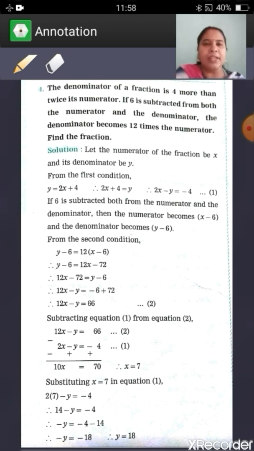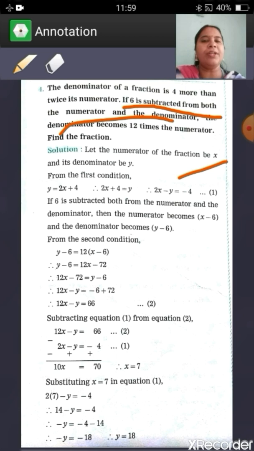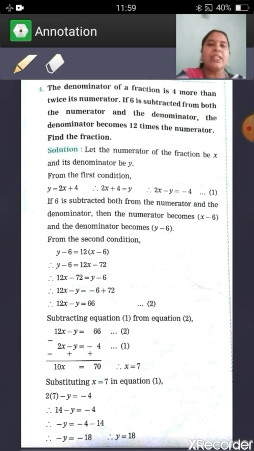Now reading the next part of the question. If 6 is subtracted, I have to subtract 6. From what? From both the numerator and denominator. So numerator is x, denominator is y. I have to subtract 6. So what should I get? Numerator will be x - 6 and denominator will be y - 6. This is one part of the question, that I have to subtract 6 from both numerator and denominator.